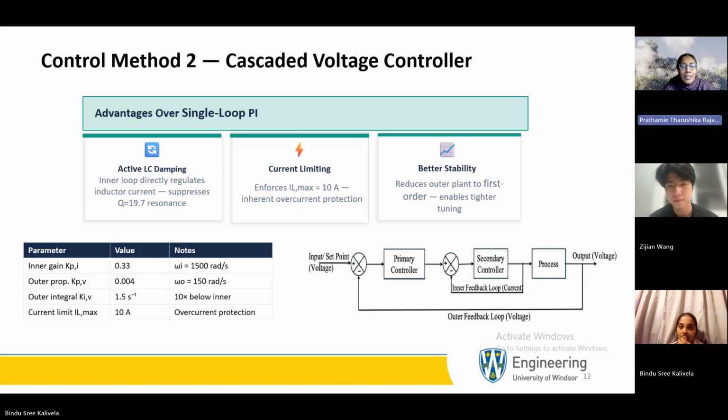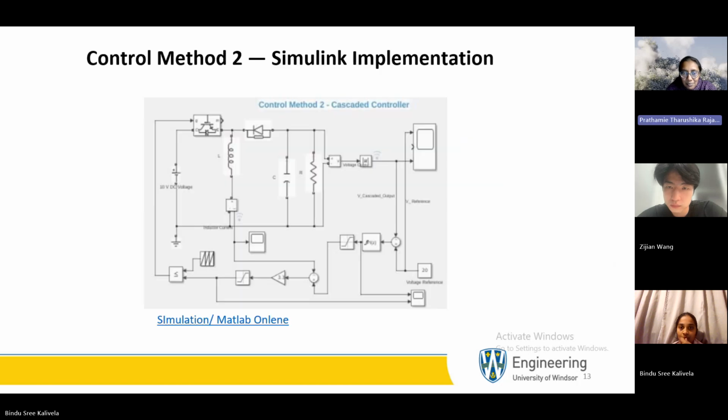Hello everyone, I'm Pratami. The cascade controller is built in MATLAB Simulink. First of all, as you can see on the screen, the inner loop is fast. It directly controls the inductor current by adjusting the duty cycle in real time. The outer loop is slower. It reads the output voltage, compares it to the reference, and tells the inner loop what current level to target. A key feature here is the saturation block. Go to the next slide.